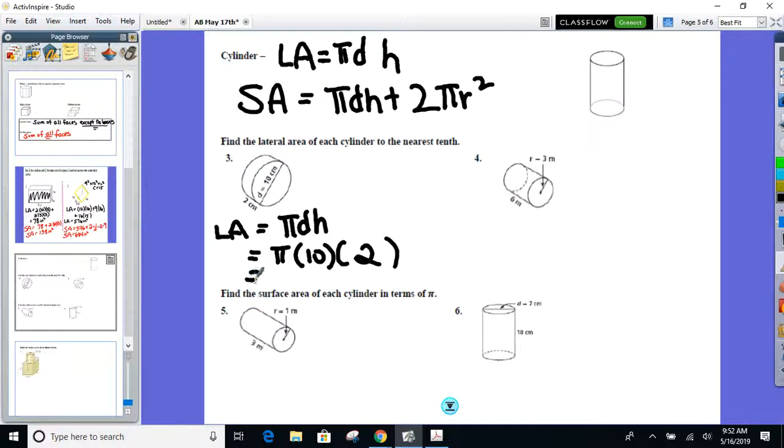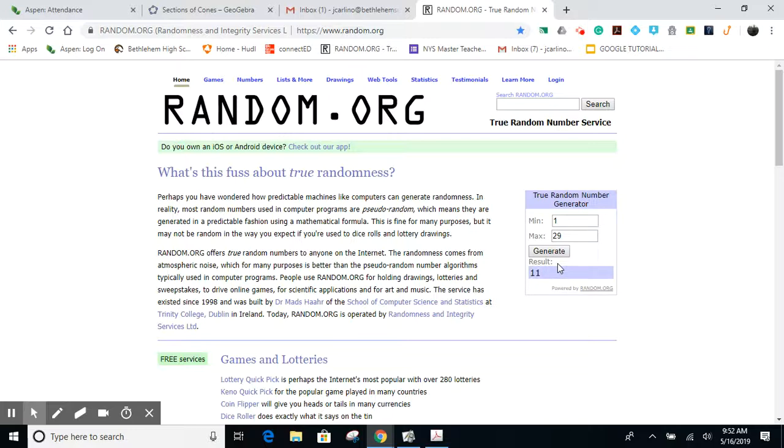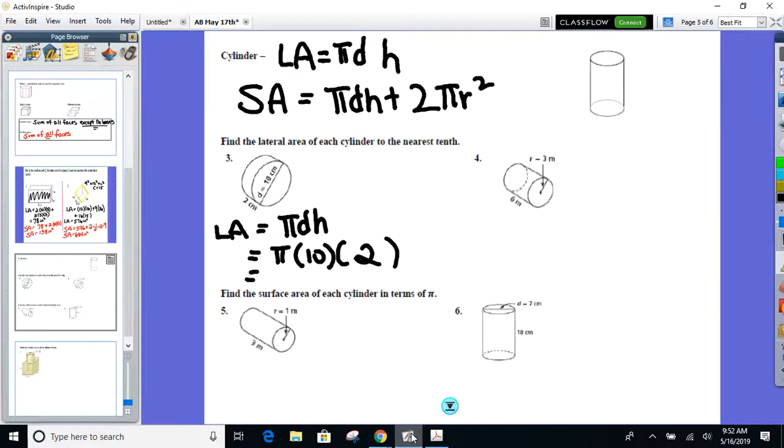You can go ahead and round that one. What are we looking at? 60. I have no idea if that's correct or not. Yes? No, it's not. There you go.